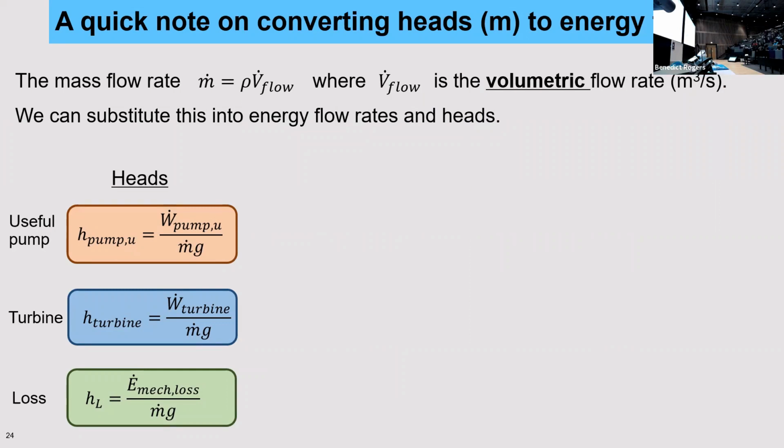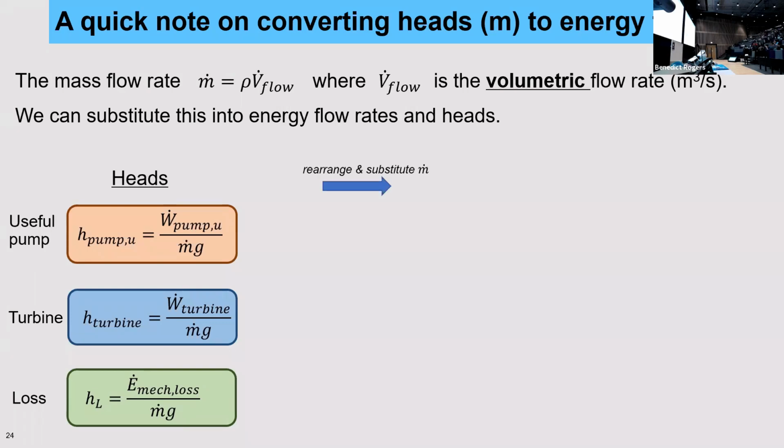on converting the heads of fluid to the energy flow rates. The mass flow rate, m dot, of our system must be equal to the density of the fluid times the volumetric flow rate, which in many analyses in this particular application of the steady flow energy equation is given as V dot flow. So it's the volumetric flow rate, and that's measured in meters cubed per second. So we can substitute our expression for m dot into our expressions for the heads that we had earlier. So there we have our expressions.